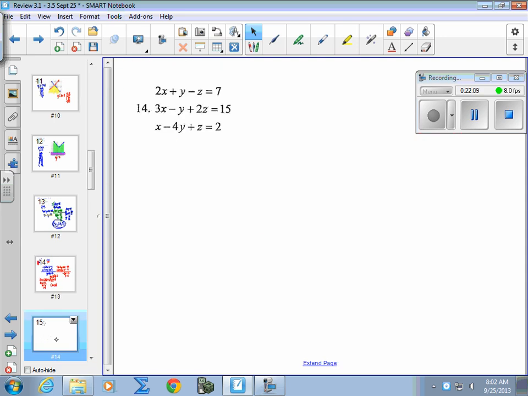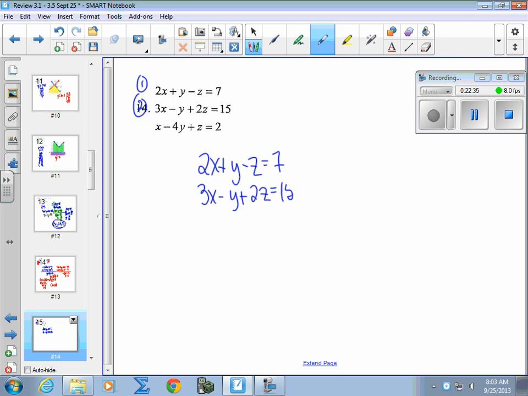Which takes me to the next problem. The next problem says 2x plus y minus z is equal to 7, and 3x minus y plus 2z is equal to 15. So we'll take the first equation and the second equation and eliminate y. So I have 2x plus y minus z is equal to 7, and I have 3x minus y plus 2z is equal to 15. When I add these together, I get 5x plus z is equal to 22. Do I have that right?